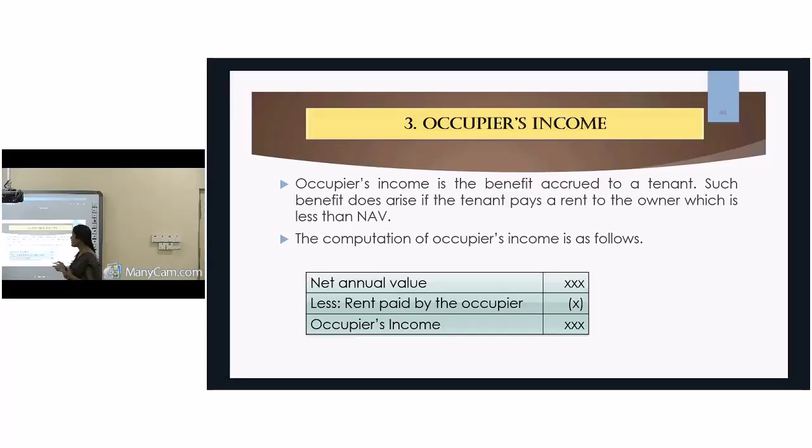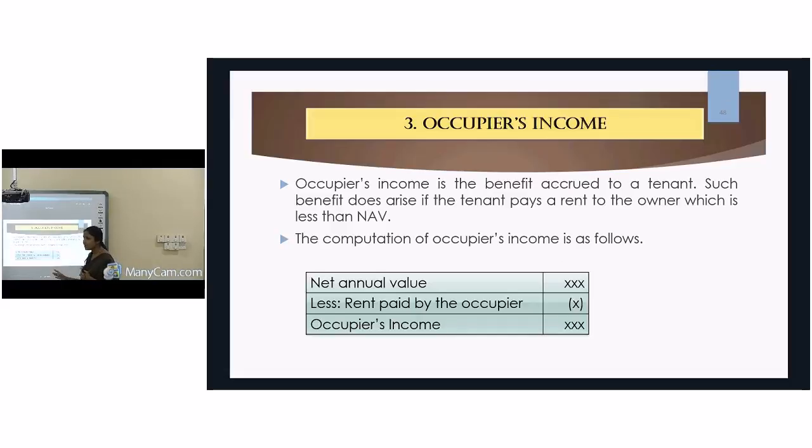We have discussed it earlier. Under the rent income, first we calculate what? Net rent. Then you compare it with the net annual value. If the net rent is greater than the net annual value, no problem, we are going to take the net rent as the rent income.